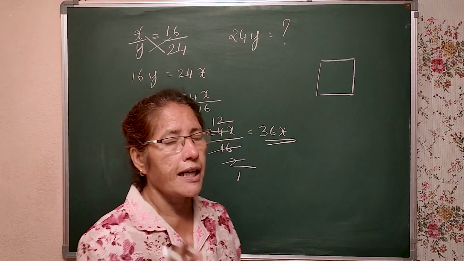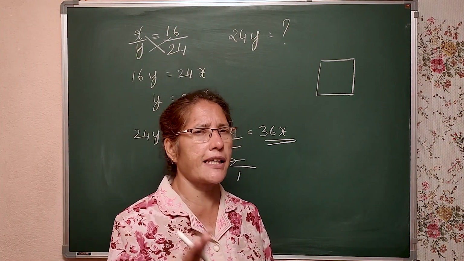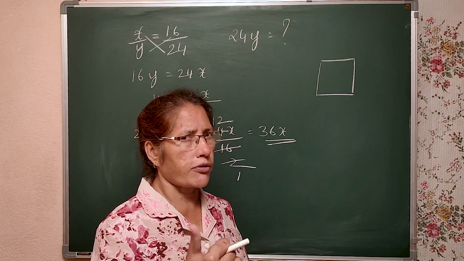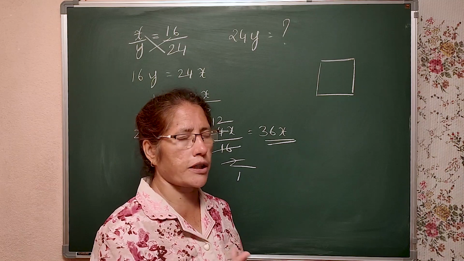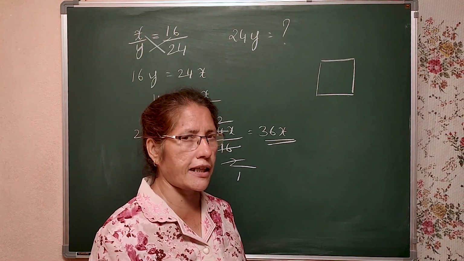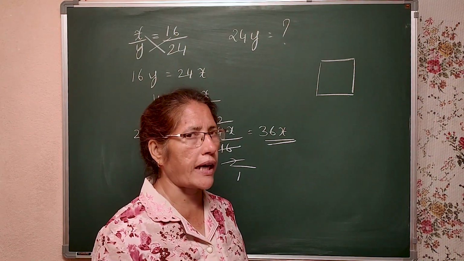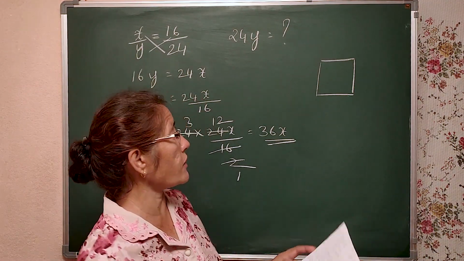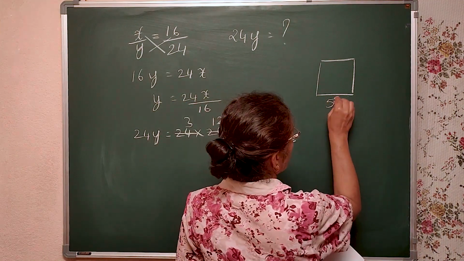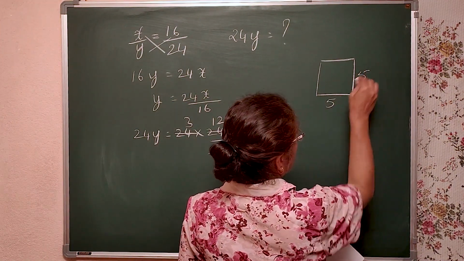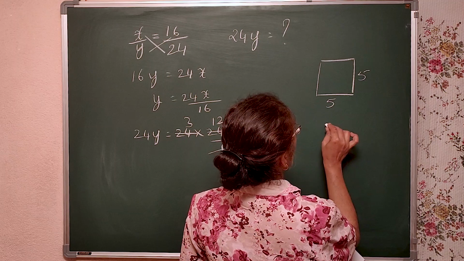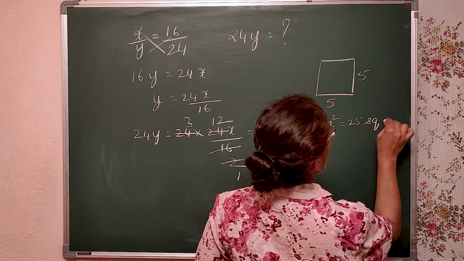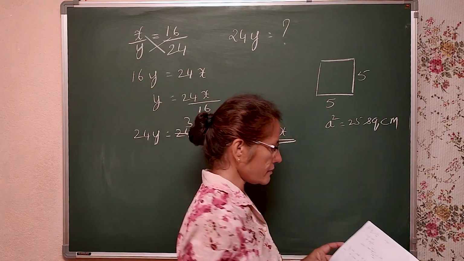In the last class I said if it is 20, 40, 60, 80, take 5 or 10, that is easy. So 20% of 5 is 1, 40% is 2, 60% is 3, 80% is 4 and 100% is 5. So if the side of the square is 5, here also 5. What is the area of the square? Area of the square is equal to a square is equal to 25 square centimeter.